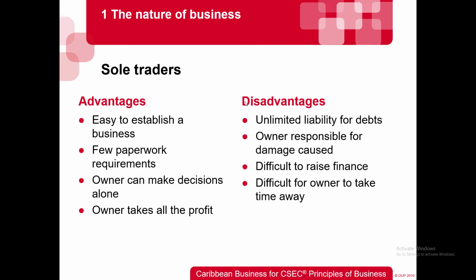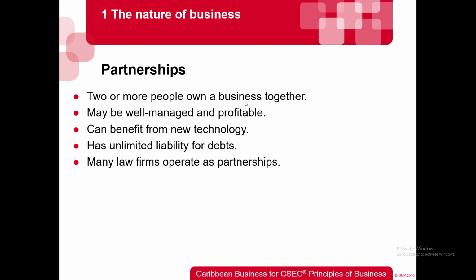So let's look at the partnership now. Partnership: two or more people own a business together. May be well managed and profitable, can benefit from new technology, has unlimited liability for debts. Many law firms operate as partnerships.